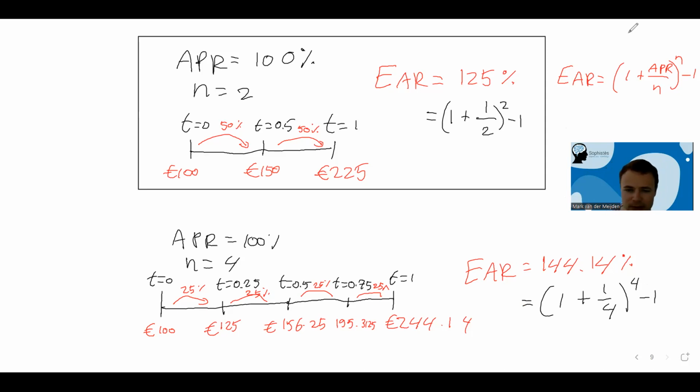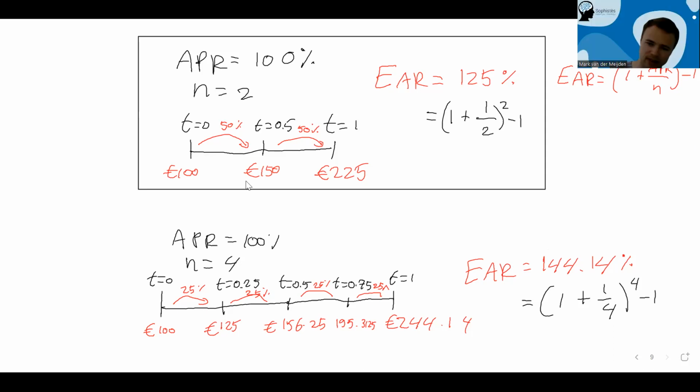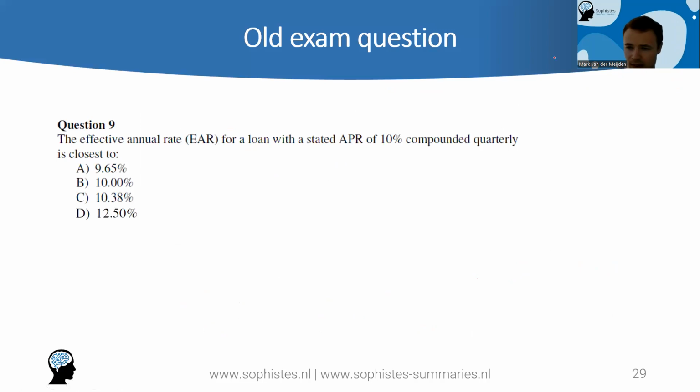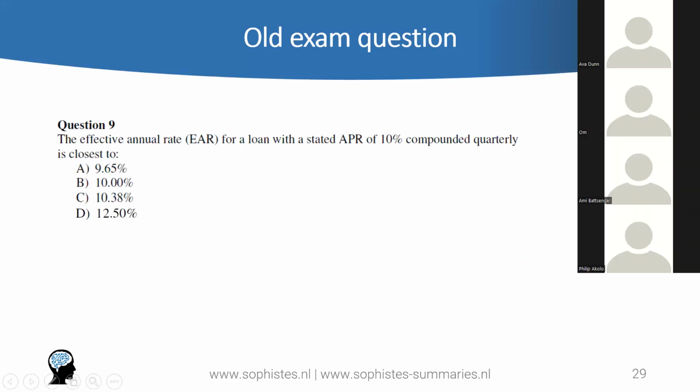Okay, so now it should be clear what the APR is, what I mean with N, the number of times the interest gets paid, and what the effective annual rate is, and why the effective annual rate is higher than the APR, because it can compound more. Okay. So I have 2 practice questions, and then we're done.